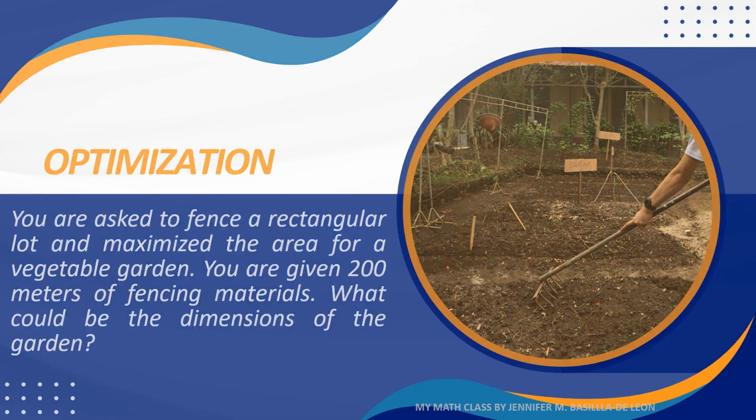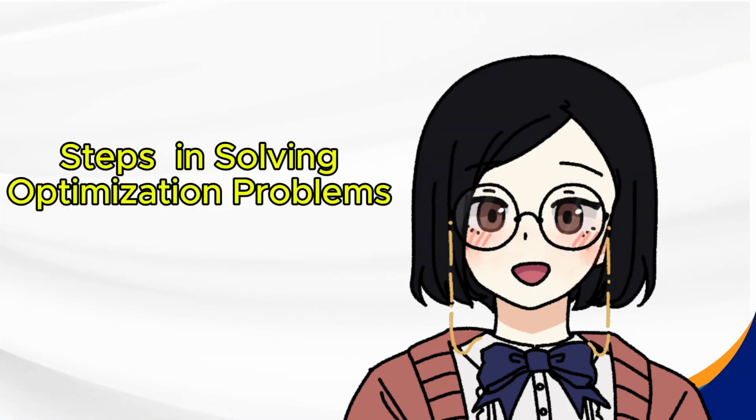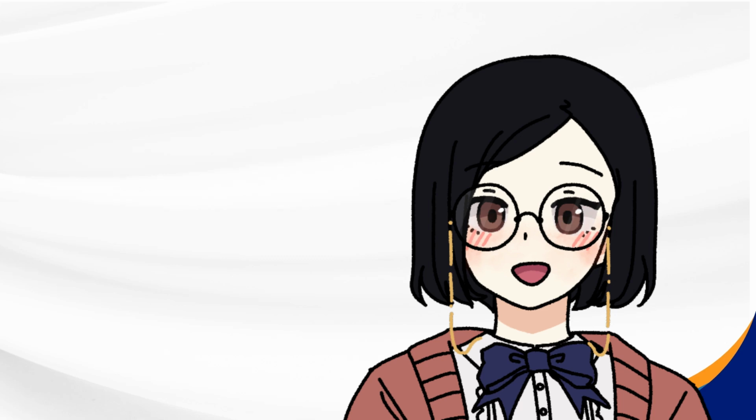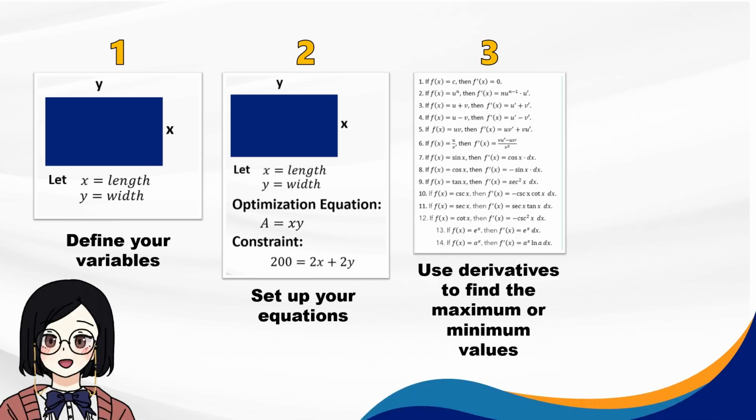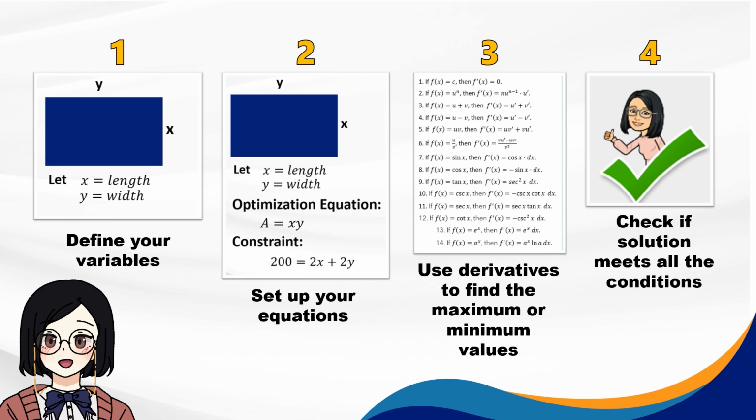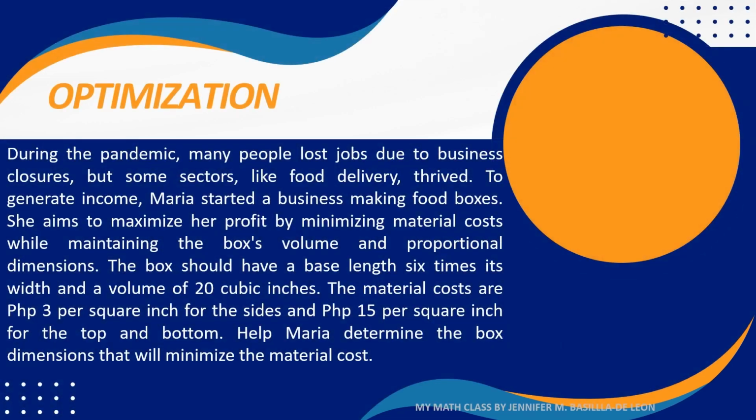Let's review the steps. When solving optimization problems, define the variables used. Set up the optimization and constraint equations. Use the derivatives to find the maximum or minimum values. And lastly, remember to check that your solution meets all the conditions given in the problem. Now let's move on to another real life scenario where we can apply our skills in finding derivatives.